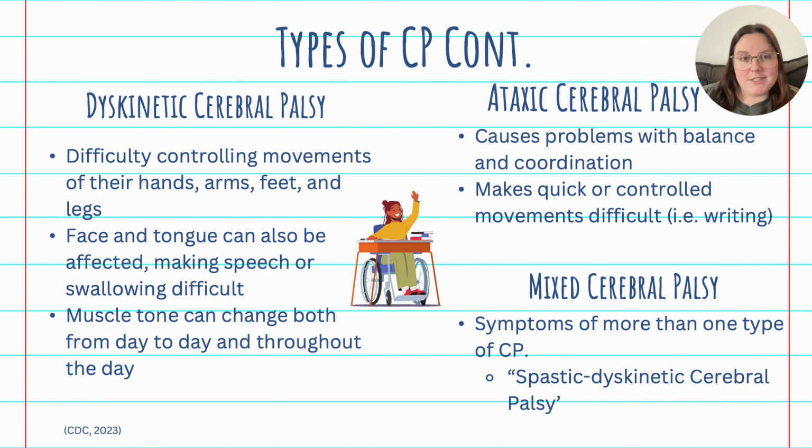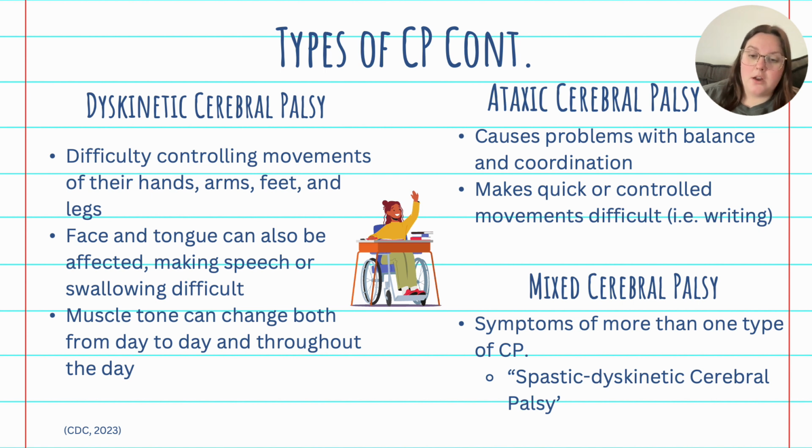So we're going to move on to dyskinetic CP. With this type of CP, people often have difficulty controlling the movements of their hands, their arms, their feet, and their legs, which often makes it difficult, as you can imagine, to sit or walk. So typically movements alternate between slow and then super rapid and quick and jerky. So it can look kind of awkward when they are walking or moving around. And the face and tongue can also be affected in some of the cases, making speech and swallowing difficult.